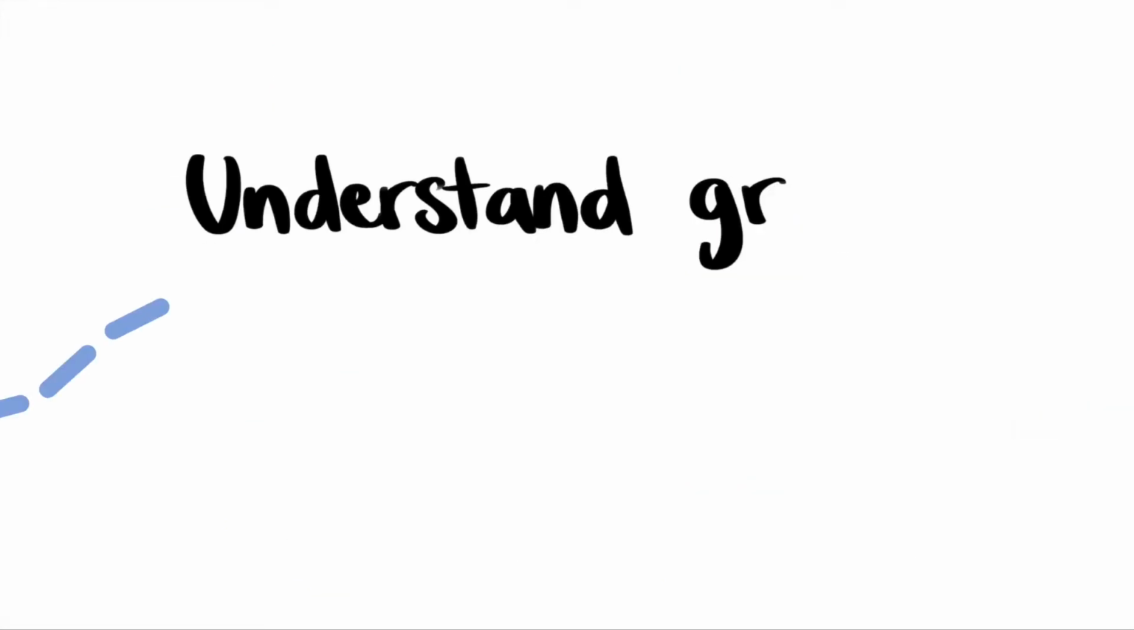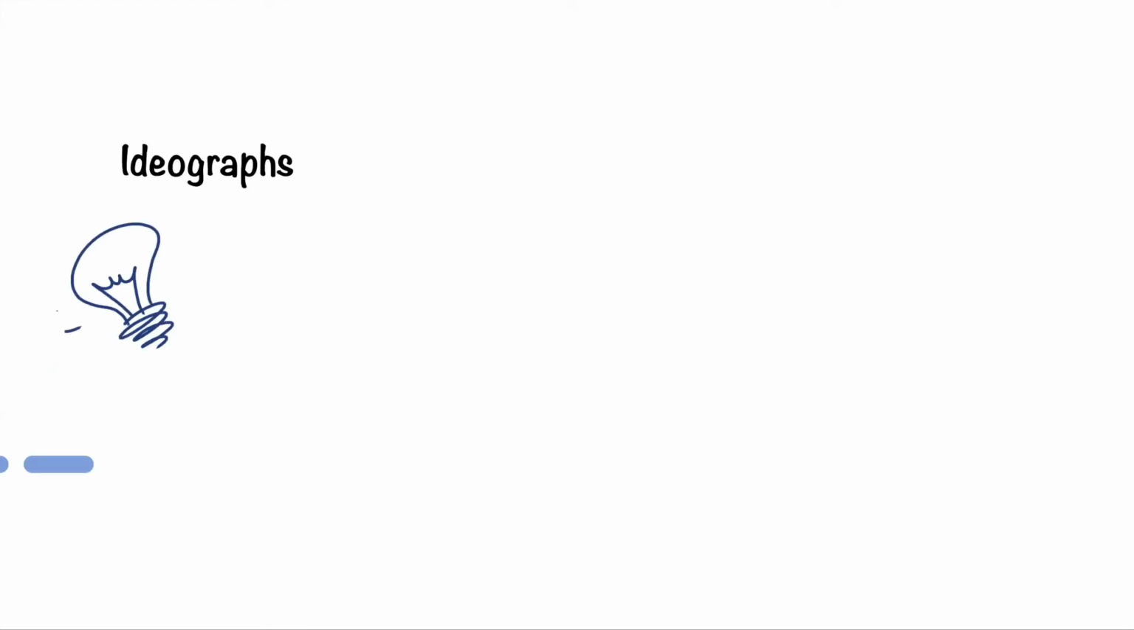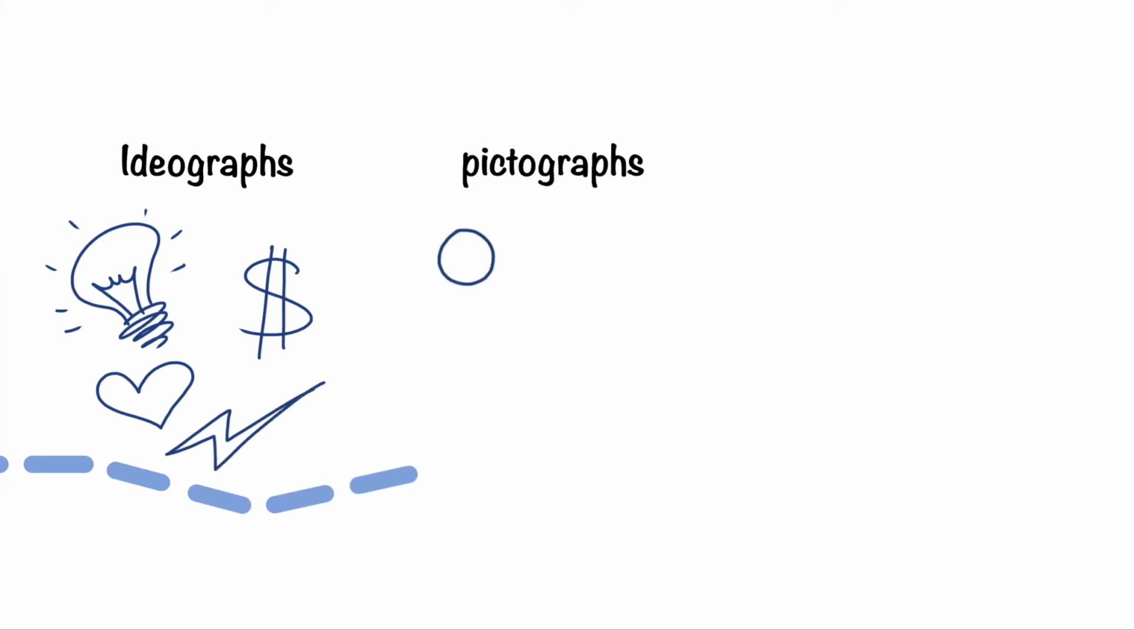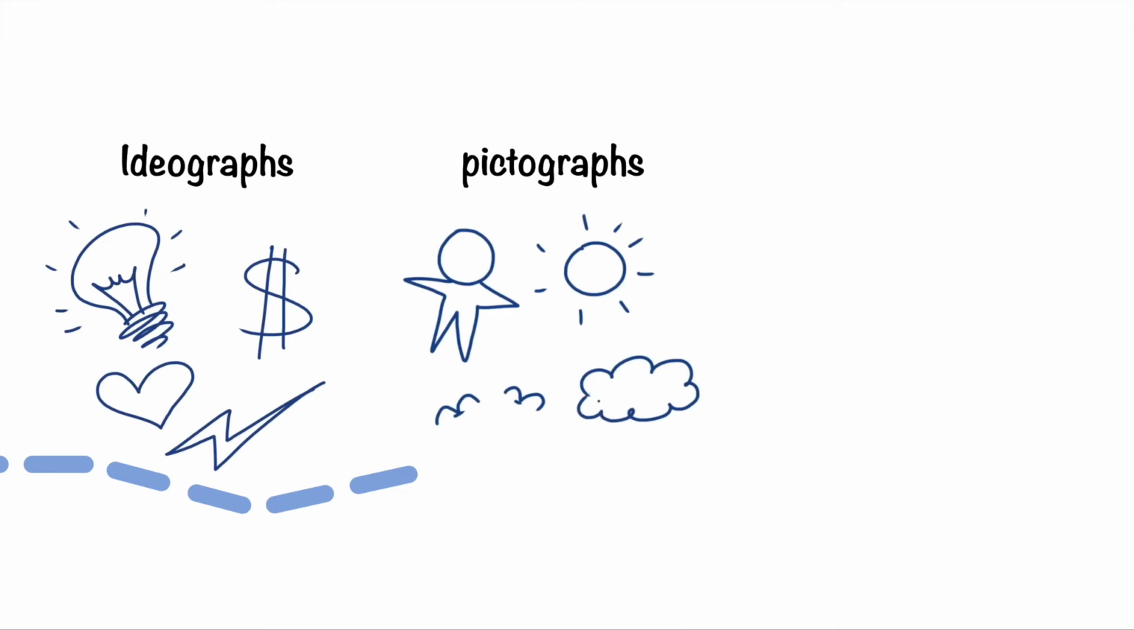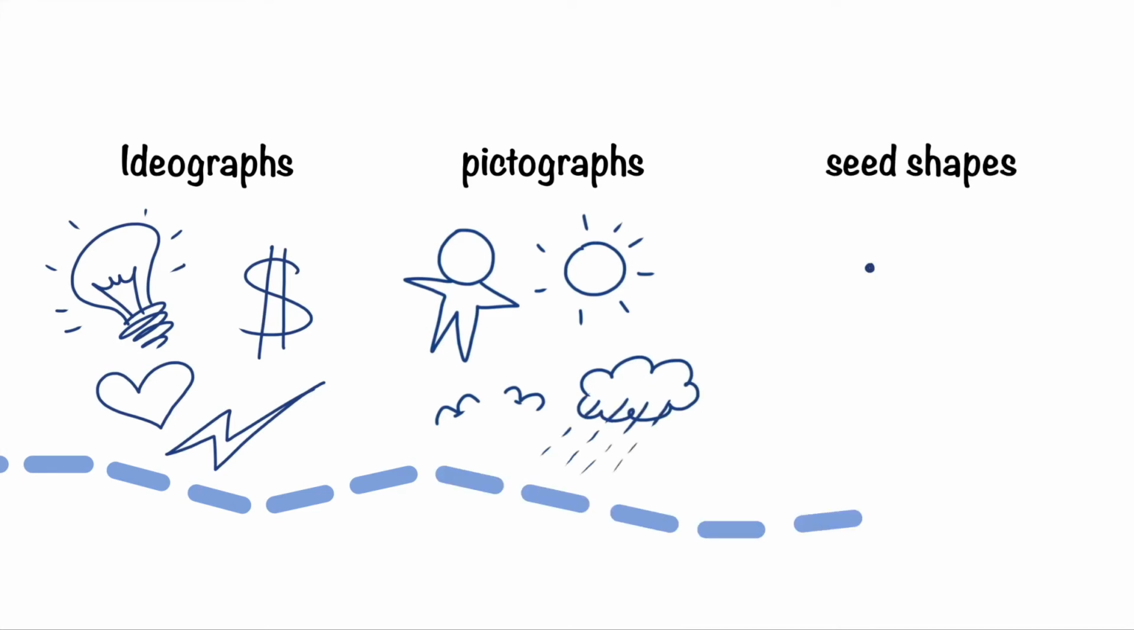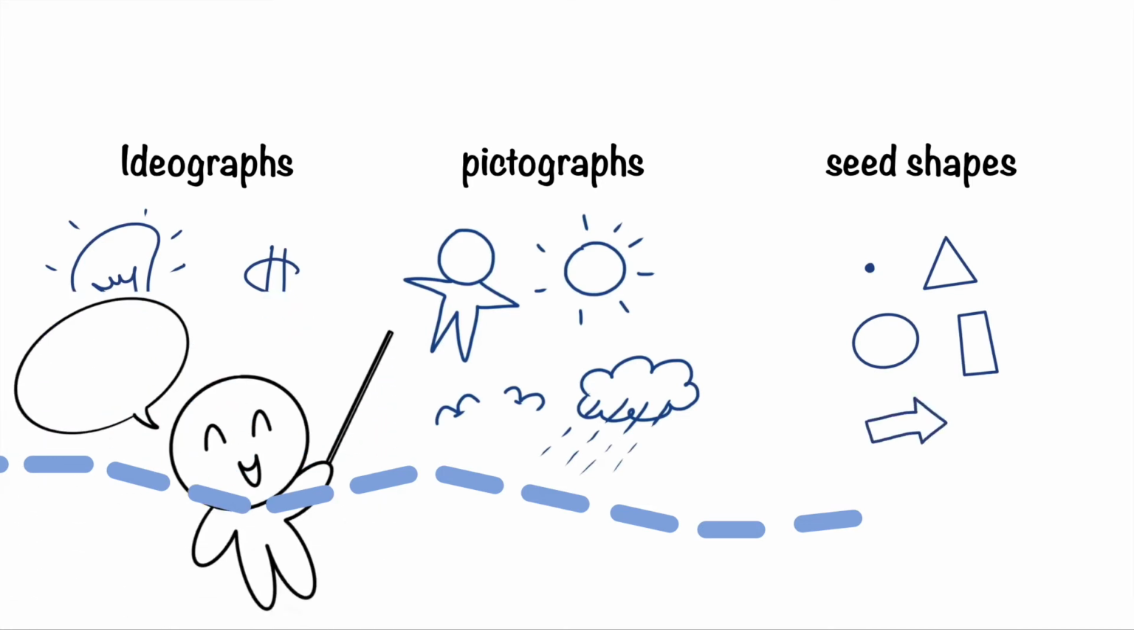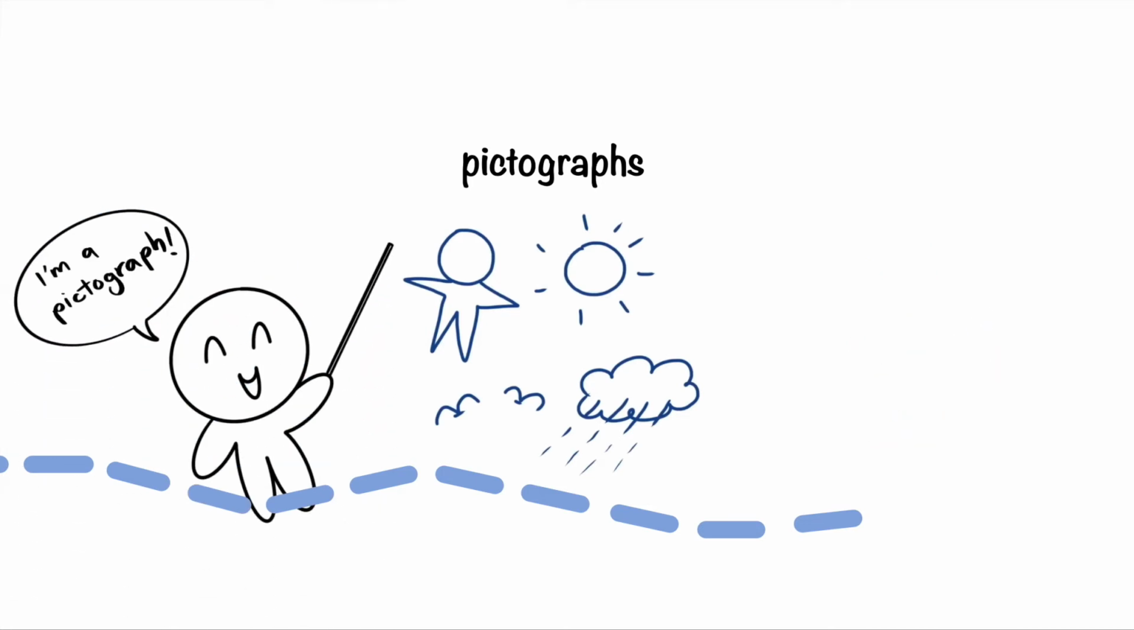Next is to understand graphic representations. Ideographs are graphic symbols that represent ideas such as the heart representing love. Pictographs are little pictures that are meant to actually look like the real things. Then there are the seed shapes. These are the shapes that are basic strokes to all drawing. This little guy is a pictograph because he represents what a real person looks like.